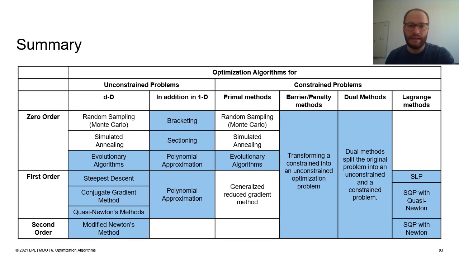This brings us to the summary. Lecture 5 and Lecture 6 contained a lot of different algorithms, and I know that might be a bit overwhelming in the first place, so we now try to summarize all of it, and maybe that helps for your understanding.